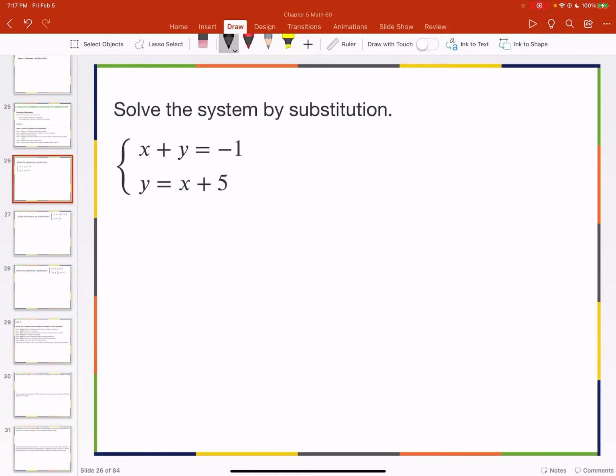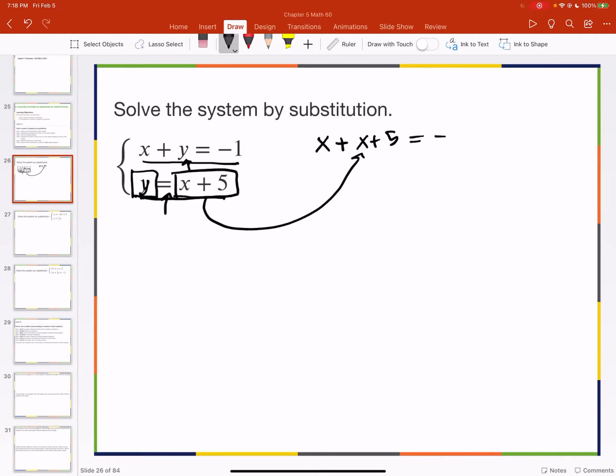Okay, so here we have two equations: x plus y is equal to -1 and y is equal to x plus 5. This is an equal sign, right? So y is literally equal to x plus 5. These are two equal things. So I'm going to go to the first equation, and instead of writing y, I'm going to write x plus 5, putting it where y was. Basically, I substituted x plus 5 into the other equation.